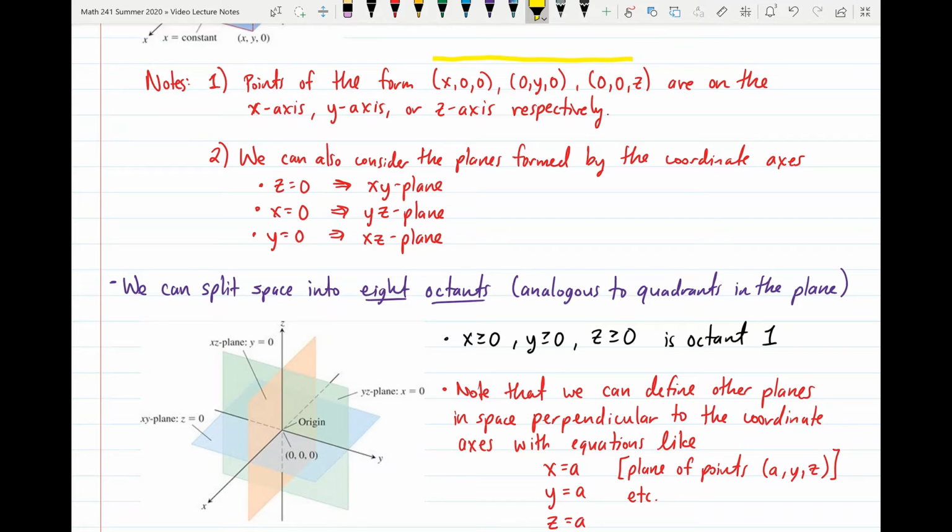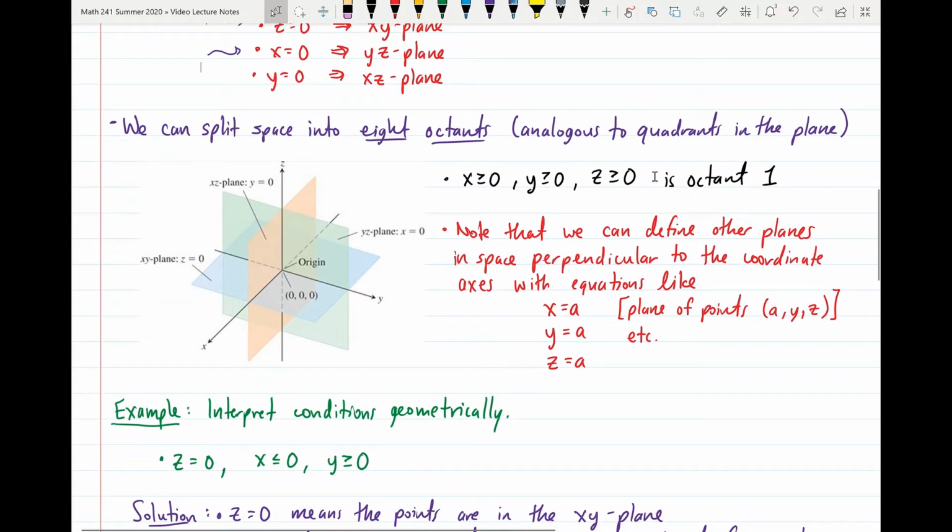So the equation z equals 0 will represent all of the points such that the z component of the ordered triplet is equal to 0. And if you think about it, this is the same as the xy plane. When we have x equals 0, we get the yz plane. And when we have y equals 0, we get the xz plane.